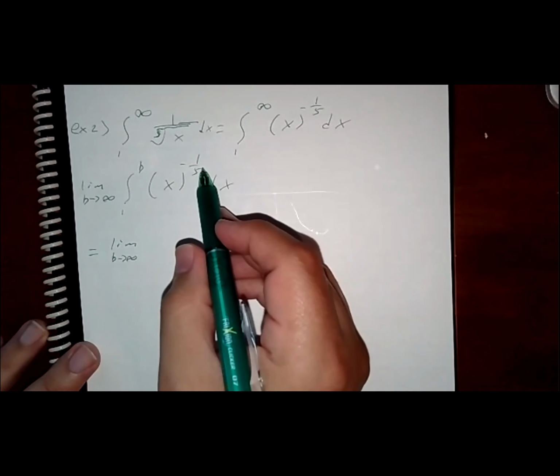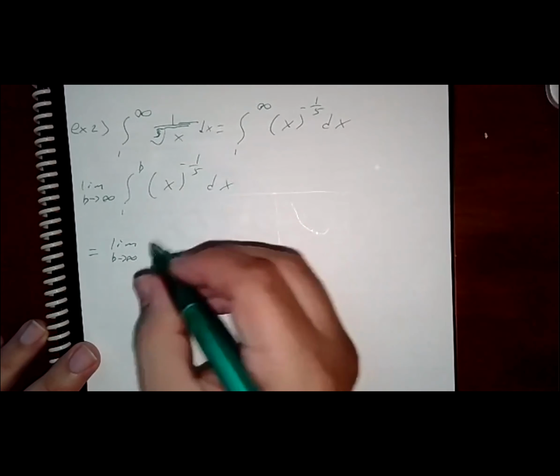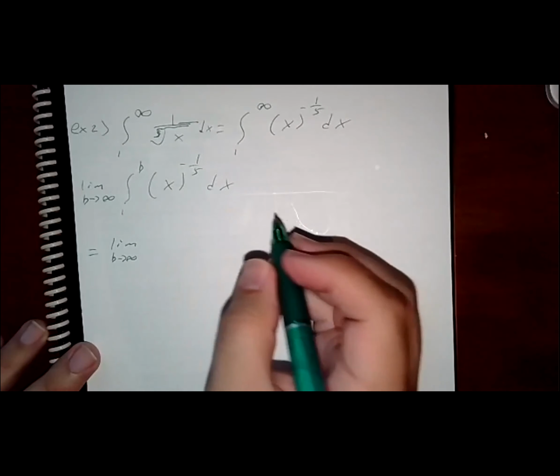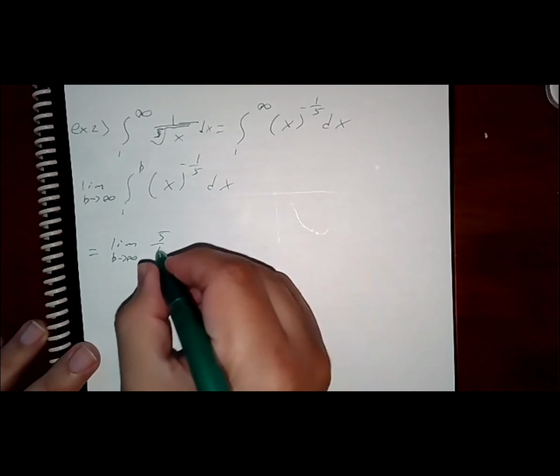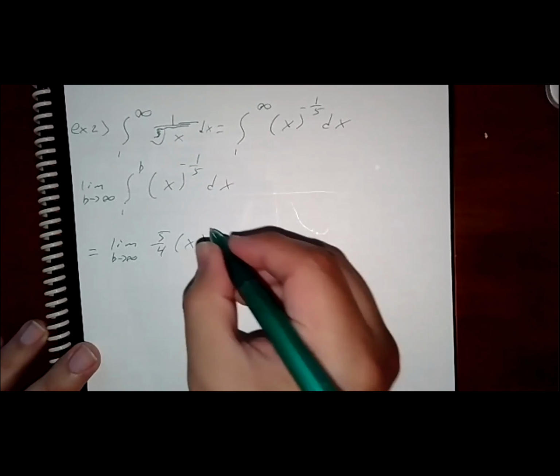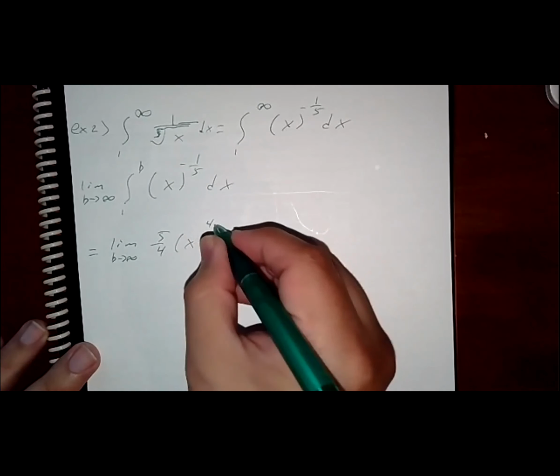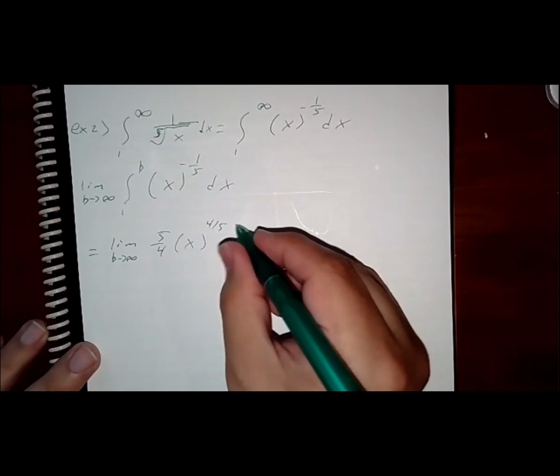So add 1 to negative 1/5. That'll give us what, 4/5? Divide by 4/5, that's going to be 5/4. So here is the antiderivative, right?